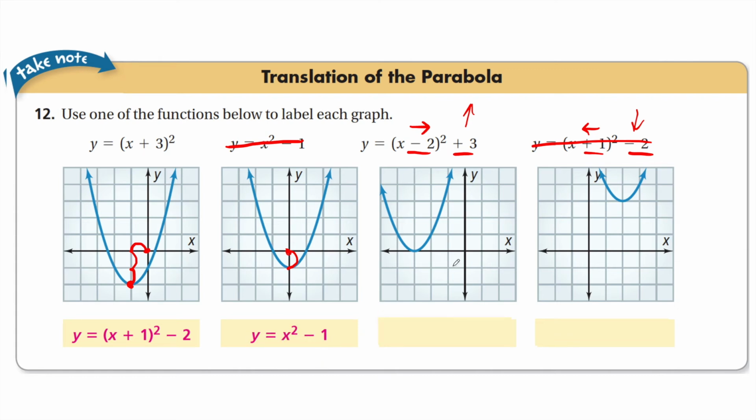The next one, we just moved to the left 1, 2, 3, which means that we're adding 3 on the inside of the parentheses, which means we can eliminate y equals x plus 3 squared. And then the very last one is the only one that we have left, which is y equals x minus 2 squared plus 3. But just to make sure, did we move to the right 2 units? Well, looks like we did. 1, 2. And then did we move up 3? So we got 1, 2, and then 3. And we're good.